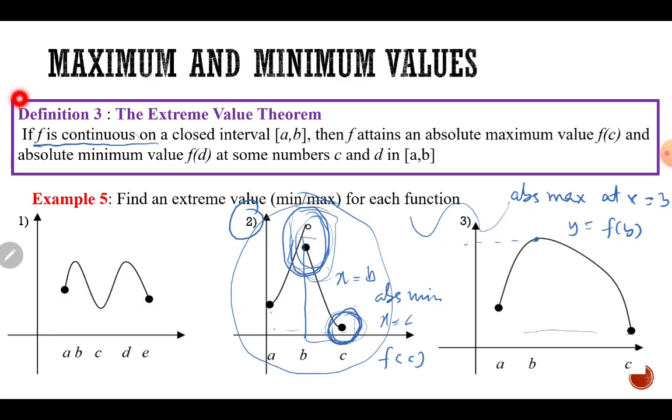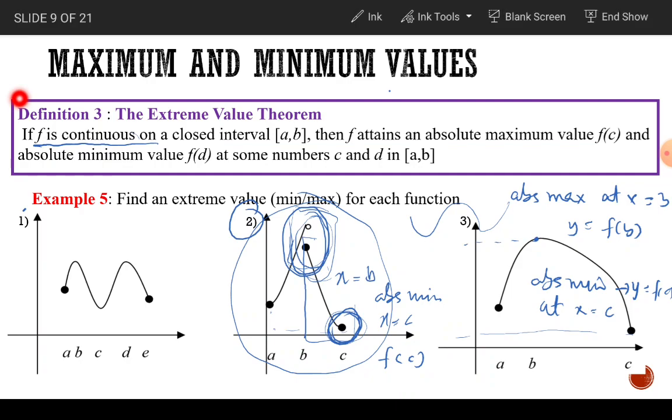So looking at the endpoint, the lowest is the absolute minimum at x equals c, whose value is y equals f(c). Right? Clear, absolute maximum and absolute minimum.